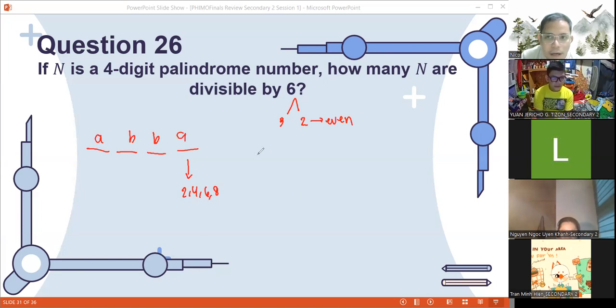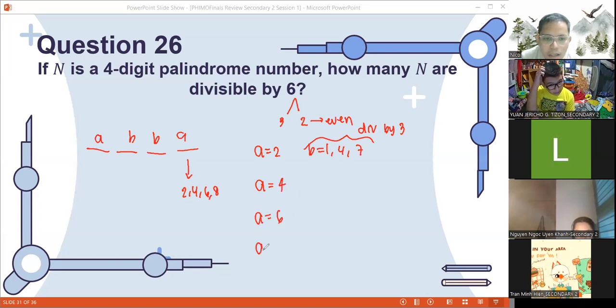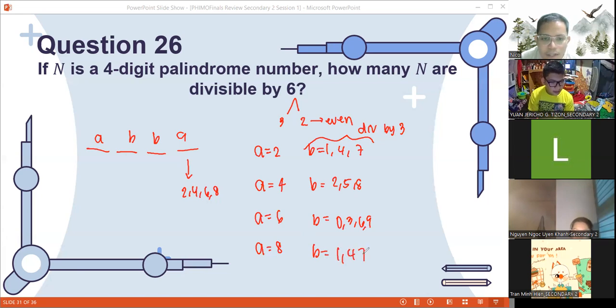So if A is equal to 2, then the B value is 1, 4, or 7. This one is for your divisibility by 3. If A is equal to 4, A is equal to 6, and A is equal to 8, B here is equal to 2, 5, or 8. B here is equal to 0, 3, 6, 9. Or B here is equal to 1, 4, 7. So a total of 30.